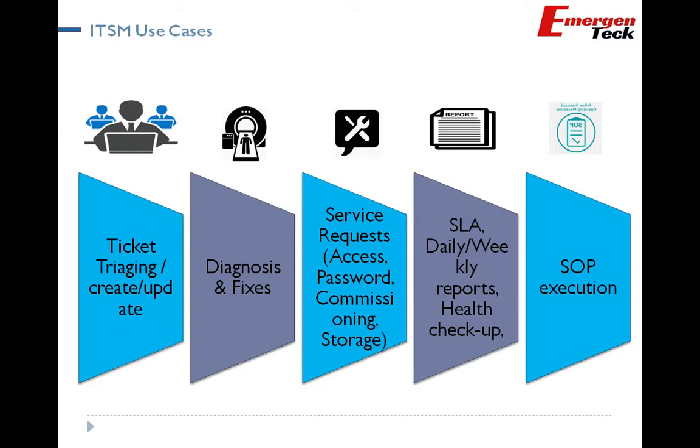Number three is any kind of service request, whether it's a server request, a storage request, a DL access, a password credentials access, or a storage server commissioning. Any kind of access request is a very good candidate for RPA. From a reporting perspective, any kind of reporting, SLA reporting, health checkup reporting, is a very good candidate to automate. And last but not least, many times the agent's time goes into execution and completion of the SOP. It's a very good candidate to hand over to an RPA bot. It will do it for us.